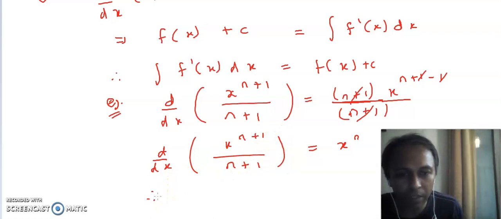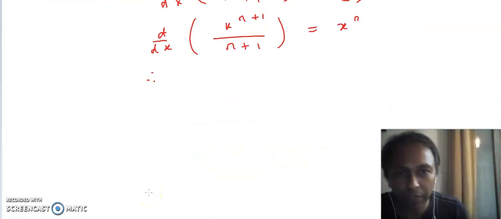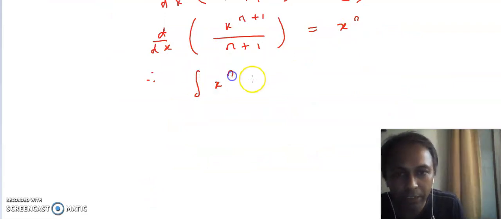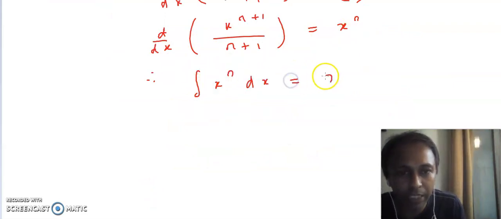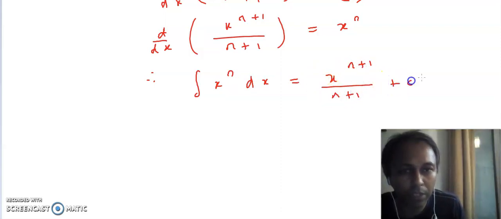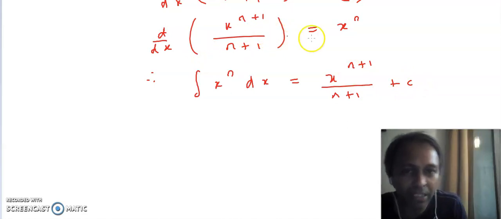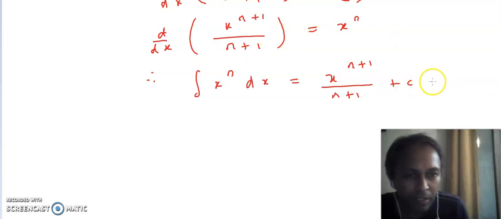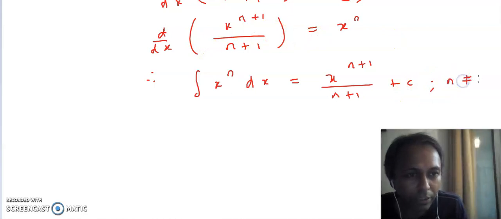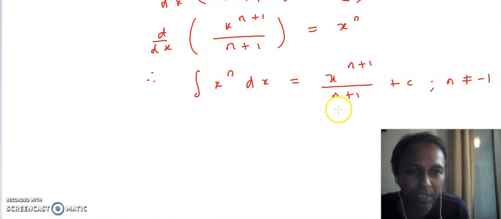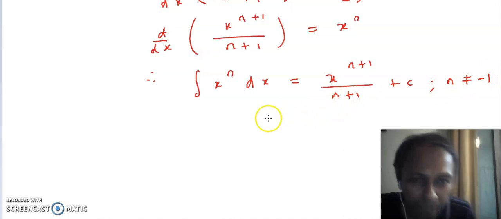This therefore clearly implies, by the earlier definition, that if the derivative is taken to the other side, you will get integration of x raised to n dx is equal to x raised to n plus 1 upon n plus 1 plus c. Even if you had taken plus c here, its derivative would have been 0. Just take care of one thing, that n should not be minus 1, else the denominator will be 0.